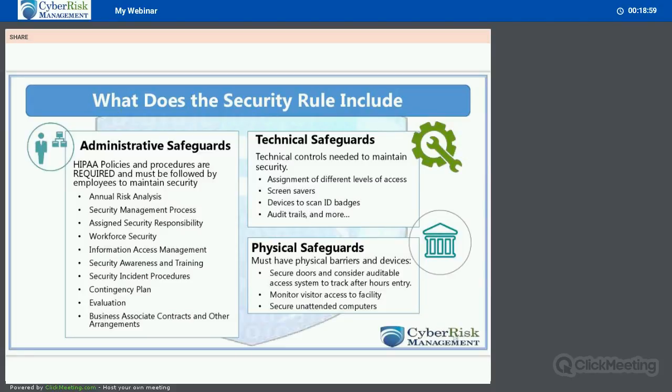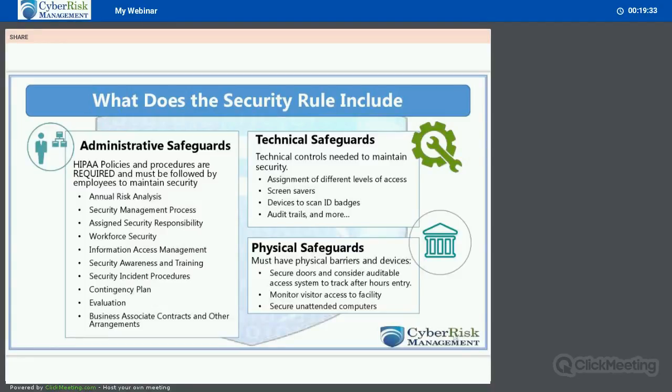Now, I want to spend a minute or two on administrative safeguards because they are so important. And administrative safeguards are also often the most overlooked. But the Office of Civil Rights and the HIPAA vehicle require that companies follow these administrative safeguards. So an annual risk analysis. On an annual basis, you are looking at what your risks are and putting in place a mitigation plan. That is so important. Security management process.